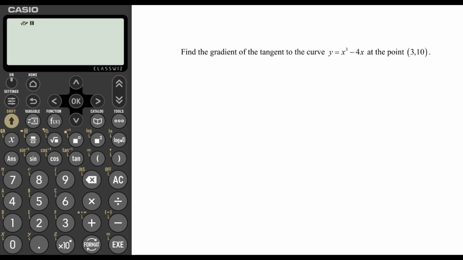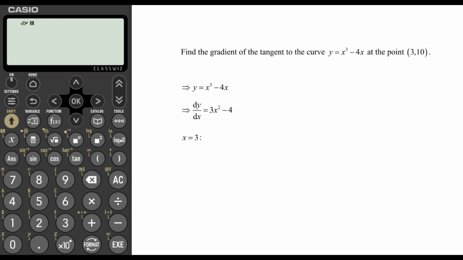We can use our calculator to work out the gradient of a tangent to a curve at a particular point. Let's take a look at an example to illustrate this. We have to find the gradient of the tangent to the curve y equals x cubed subtract 4x at the point 3, 10. First thing we need to do with our curve y equals x cubed subtract 4x is differentiate it. And if we differentiate, we end up with dy over dx equals 3x squared subtract 4.